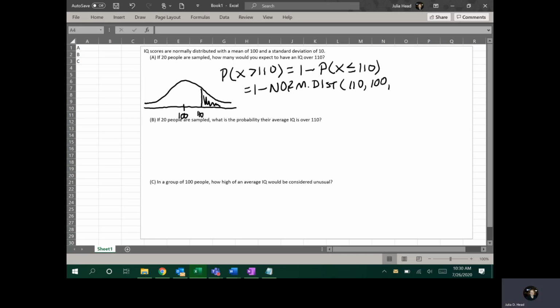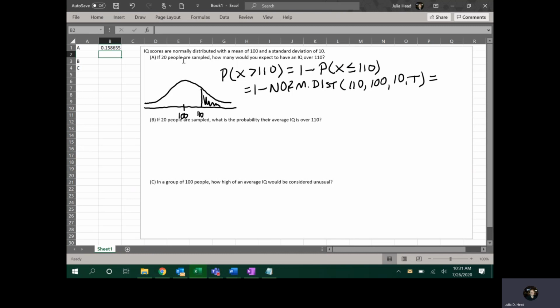Mean of 100. Standard deviation. Since this did not use x bar, since part A doesn't mention mean or average, my standard deviation is the basic 10 that they provided. And let's actually calculate this. And I realize I'm going to need an extra line. And we get 0.1587. That's not the answer to the question.